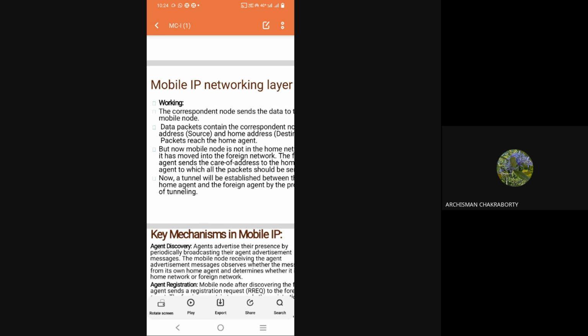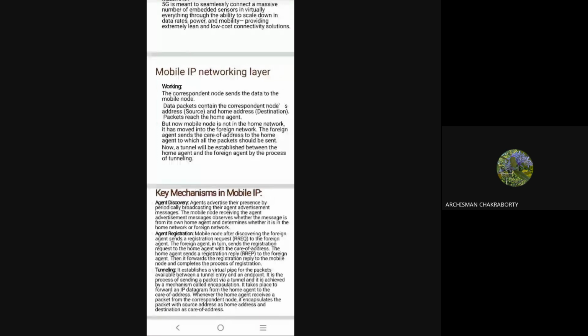So when it reaches the home agent, and if the mobile node is available in the home network, there is no problem, the data will be delivered directly. But the problem is, suppose data reaches the home agent, but the mobile node is not available in that home network.